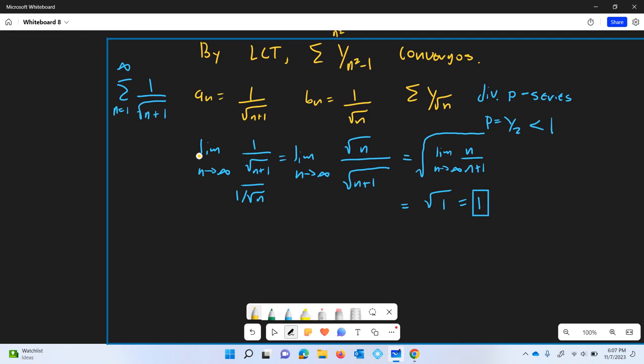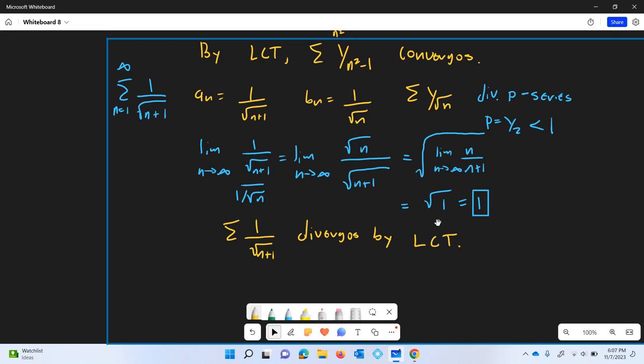You can then say that this series, 1 over the square root of n plus 1, diverges by the limit comparison test. So in this case, we just needed to compare it to something, right?